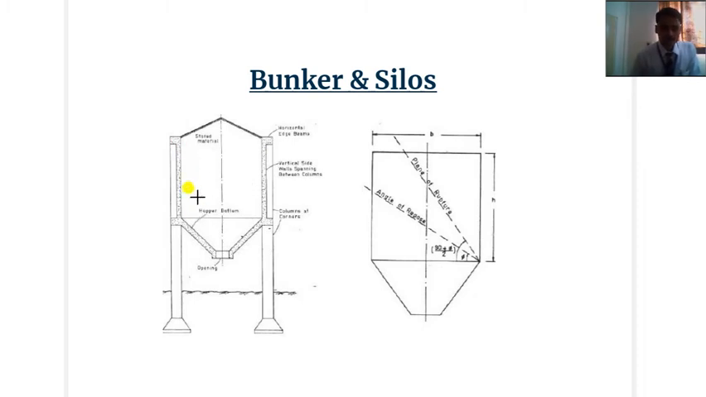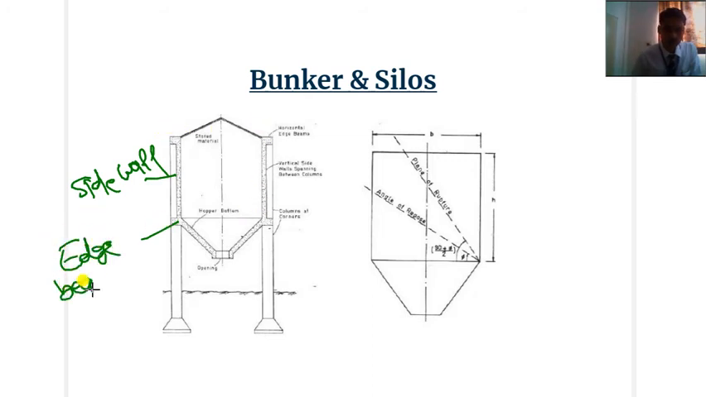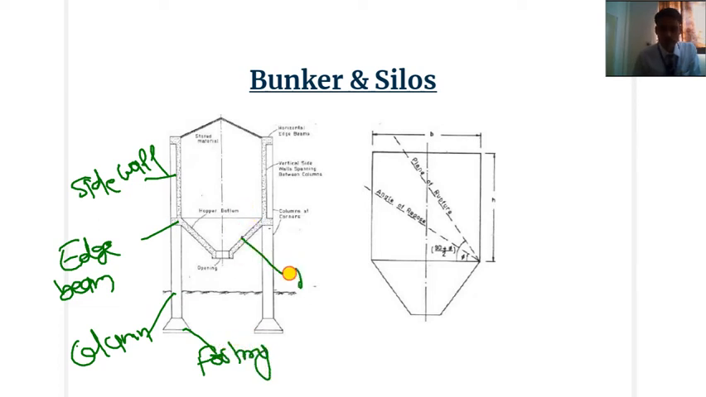Okay. So this is the standard diagram of the storage bin for bunker and silo. If we talk about the components, that is the side wall, the beam at the corner, that is called the edge beam, that is the column, footing, and hopper bottom.